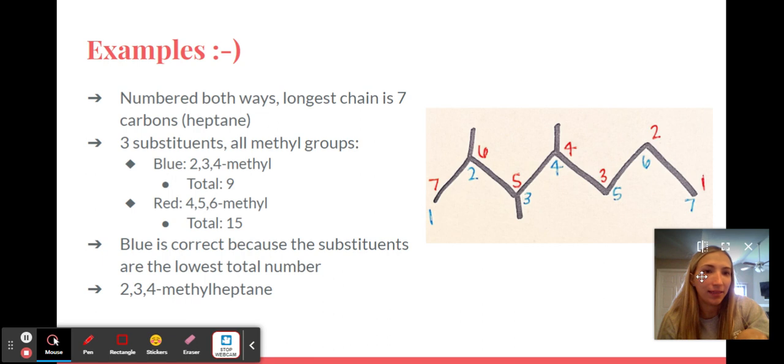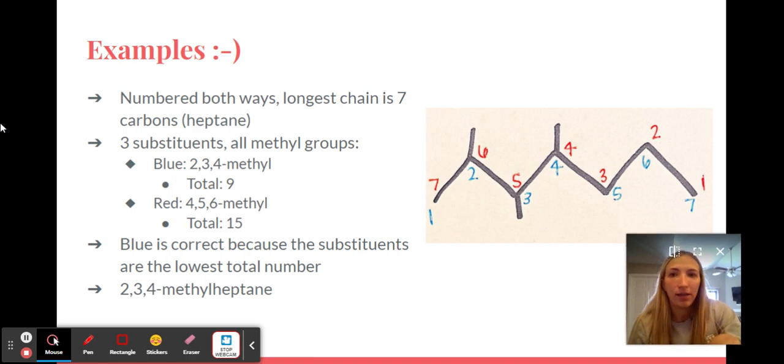Our next one, a little bit harder. So we numbered it both ways again, starting from left to right, 1, 2, 3, 4, 5, 6, 7 with our blue. And then I numbered it the other way, 1, 2, 3, 4, 5, 6, 7. We have 3 different substituents. They are all methyl groups. So for our blue, we have a methyl group on 2, 3, and 4. Red, we have one on 4, 5, and 6.